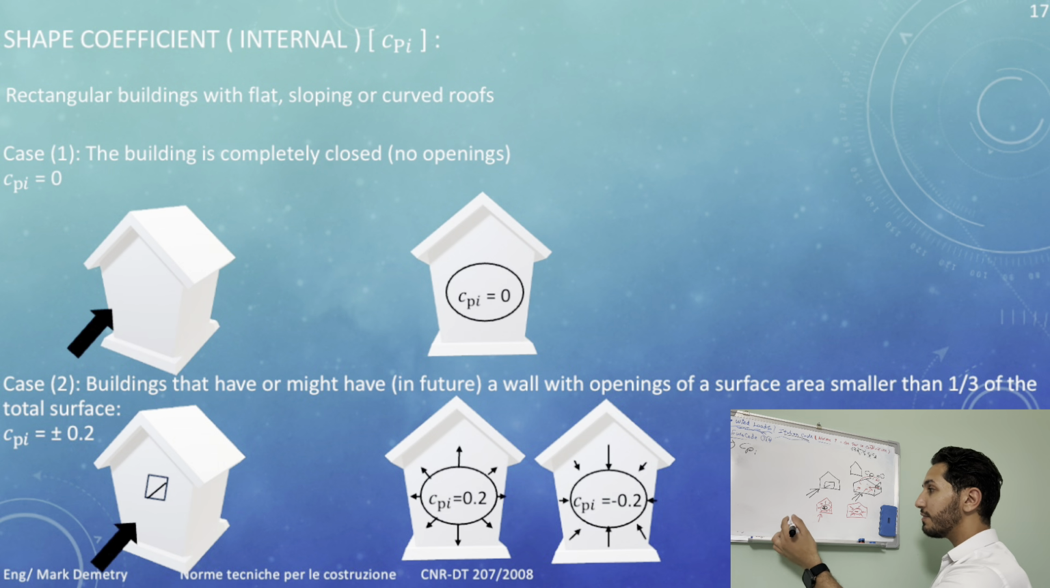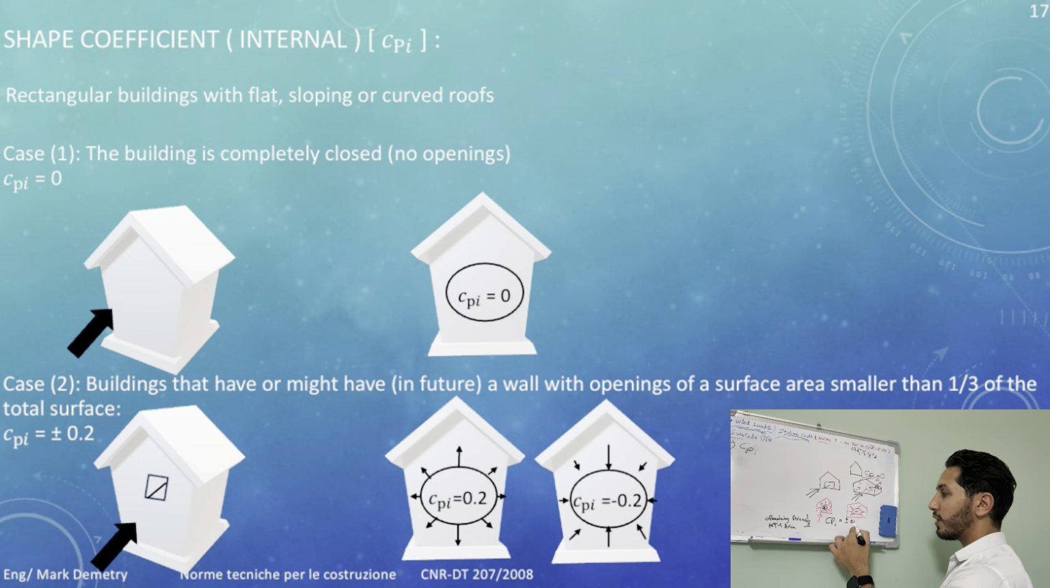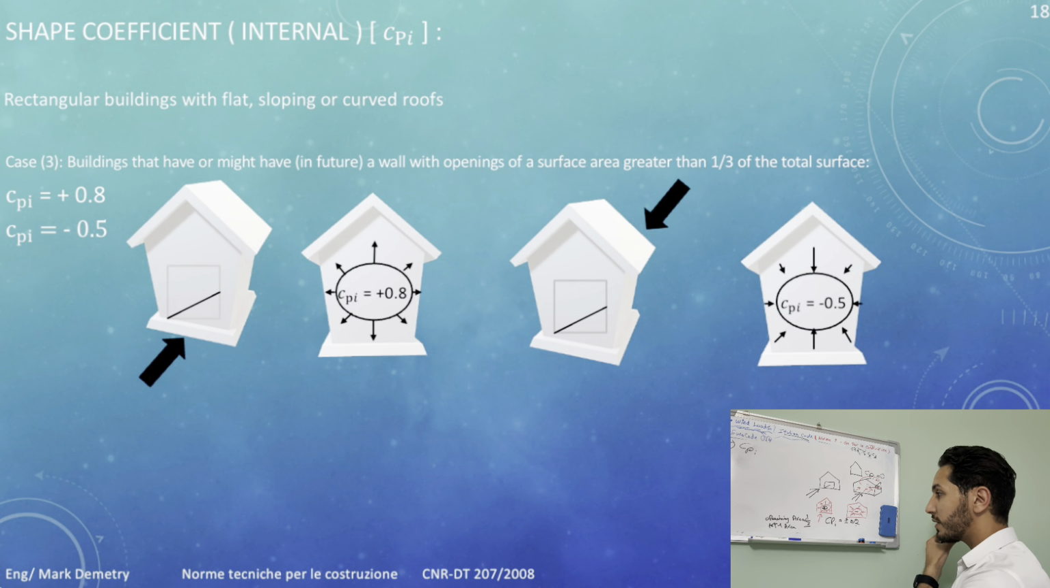We have two different values. If the opening area is less than a third of the total area, then CPI is equal to plus or minus 0.2. The 0.2 would be plus if the opening is in the same direction as the wind, and minus if the opening is on the other side with regard to the wind direction. If the opening area is bigger than a third of the total area, then CPI will be plus 0.8 or minus 0.5. And again, I guess you are now familiar with why it's a plus and why it's a minus, right? It's a plus because of this situation, and it's a minus because of this situation.